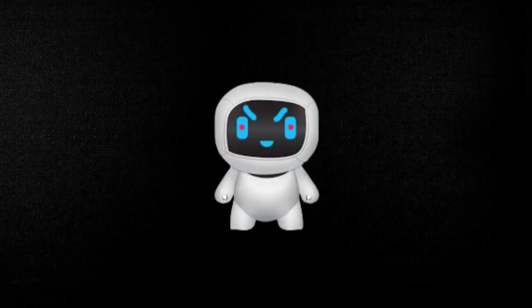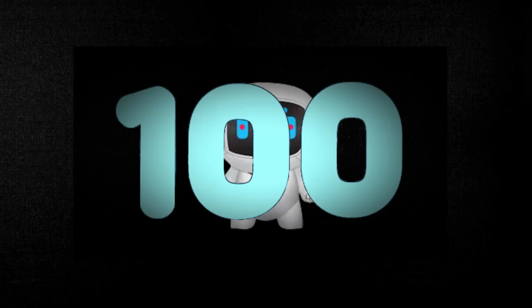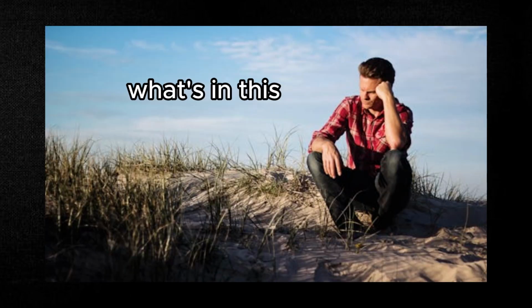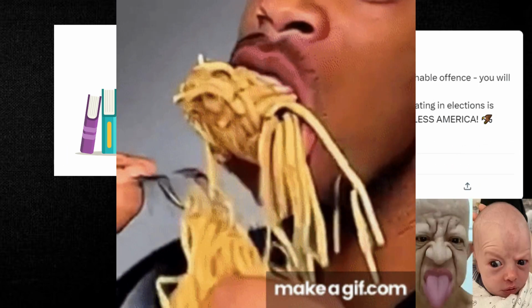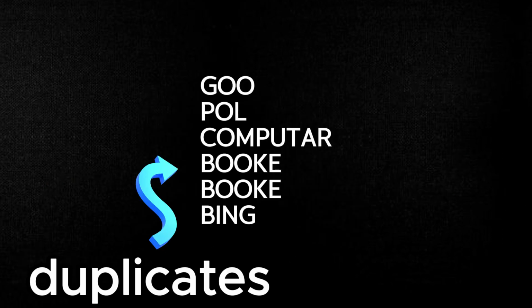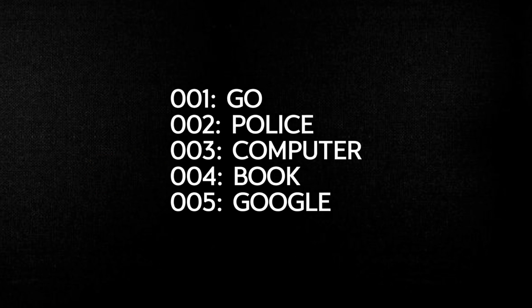AI bots are greedy. They need a lot of data to function. Hundreds of gigabytes. ChatGPT itself uses 570 gigabytes. So what's in this data, you ask? Well, tons of text, a bunch of books, social media posts, and videos. But wait, that data isn't clean yet. It's full of duplicates and data errors. So you clean it. Then you assign each word to a number.